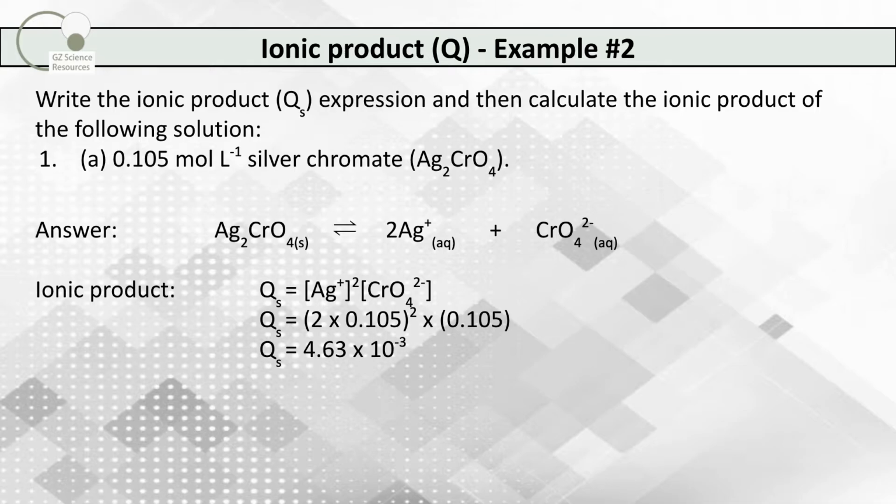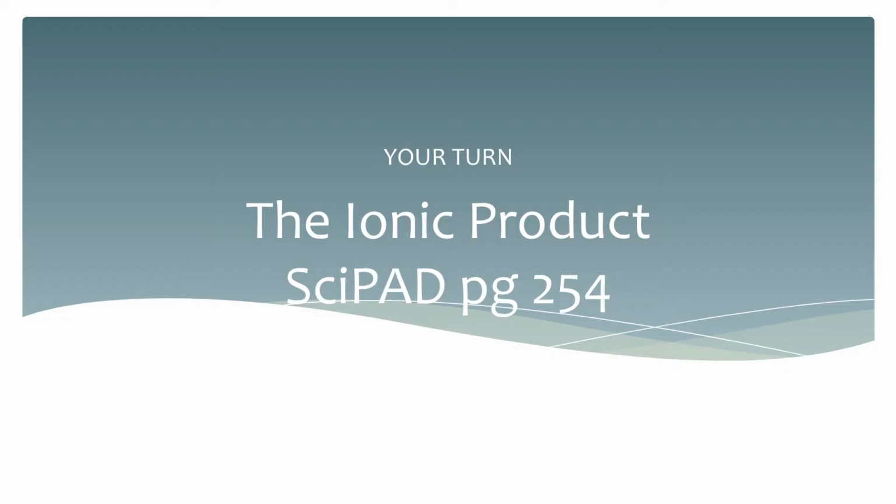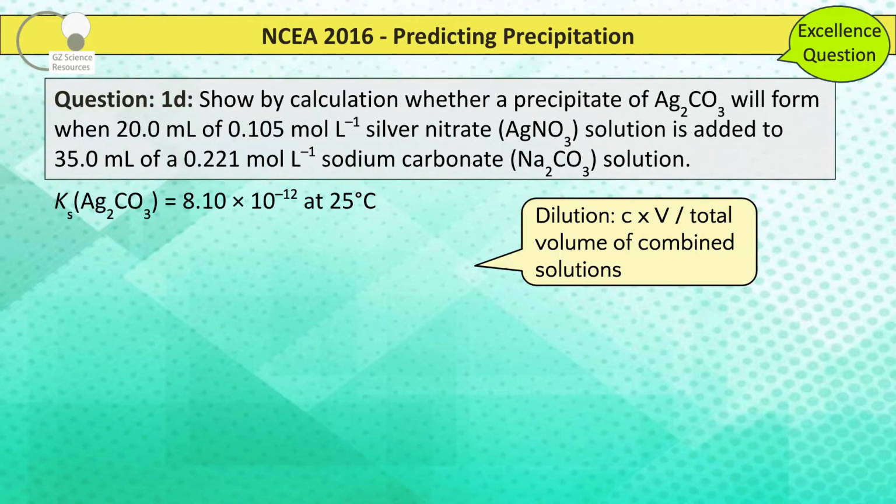The question in last year's exam was: show by calculation whether a precipitate of this compound will form or not, and then they basically just want you to say, after you've calculated it, yes, a precipitate will form, or no. This is the one sort of maths question where you actually have to write a conclusion statement, like you might in maths at the end of a problem: therefore, this will happen. So I want to go over a practice problem here before we put it in practice. This was 2016's excellence question, and I think the next example I have is from last year's exam.